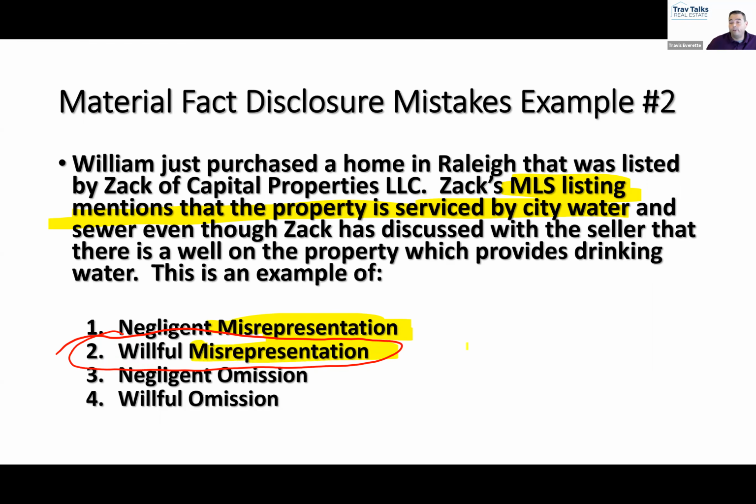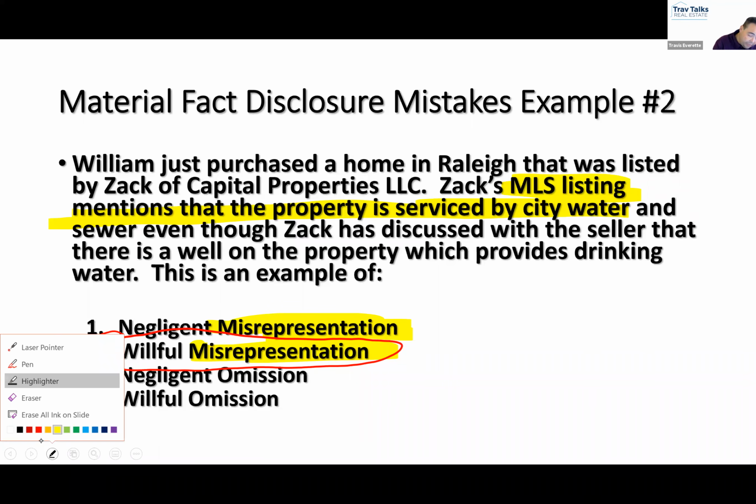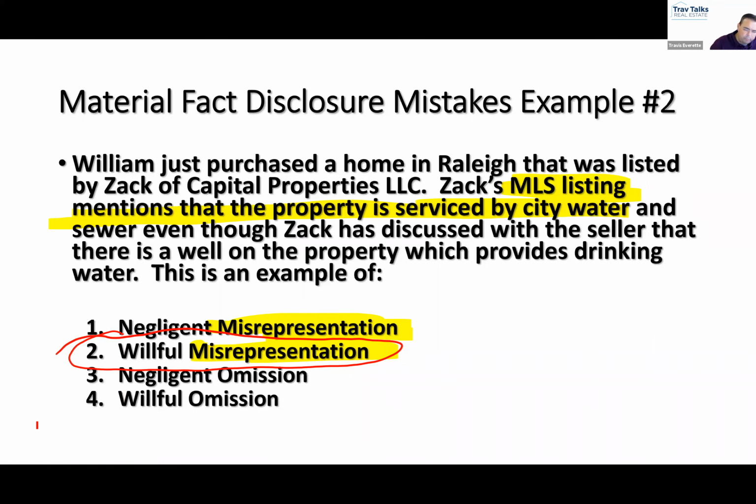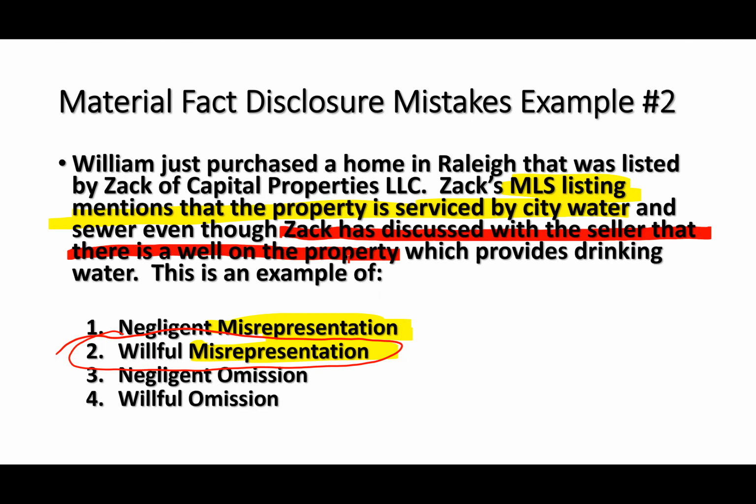which means it could either be one or two. It cannot be three or four. Is everybody okay with that? Yes. So now let's find the other piece. Zach has discussed with the seller that there's a well on the property. Well, if he's discussed it, he knows. He knew it. That makes it what? Willful. That makes it willful, and when you put them together, that's a willful misrepresentation.